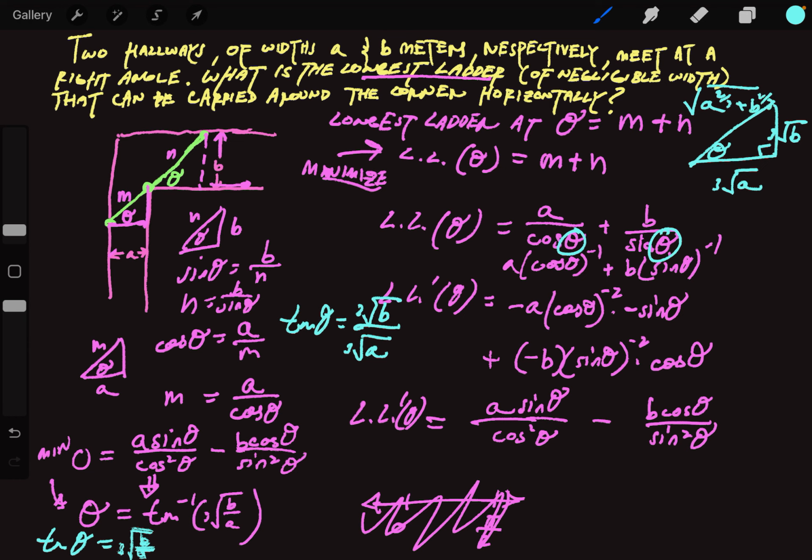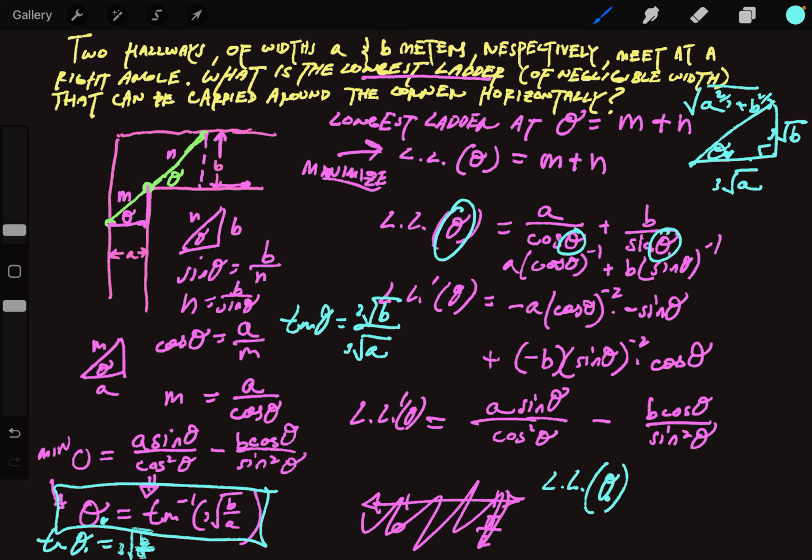And then if we're looking for the longest ladder, theta in this case is, remember, this angle theta that we're going to call theta dot at the bottom. This particular value of theta is tan inverse of the value that gives you the cube root of b over the cube root of a.